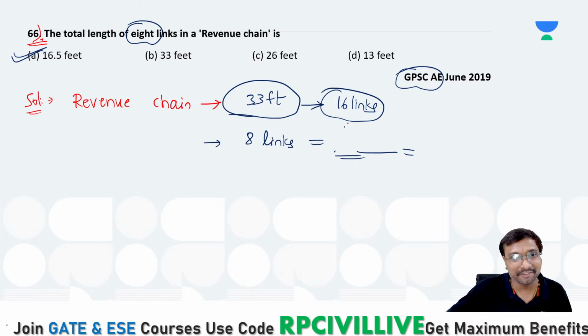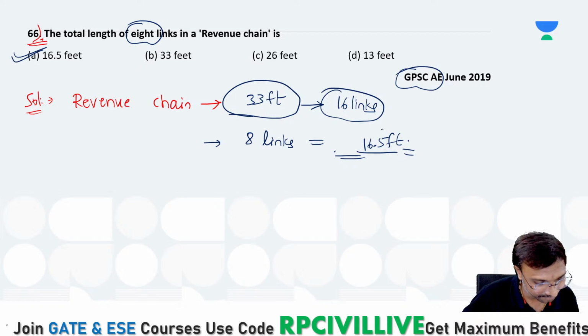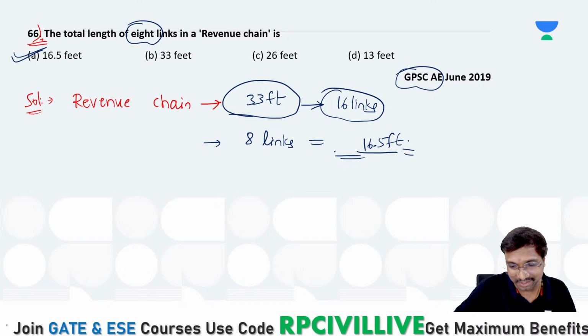Revenue chain is 33 feet and 16 links, and 8 links it is which one? This is 16.5 feet, you can say, okay, like that. Yes, you are correct, right? Okay, revenue is 33, then what is that Gunter's then?